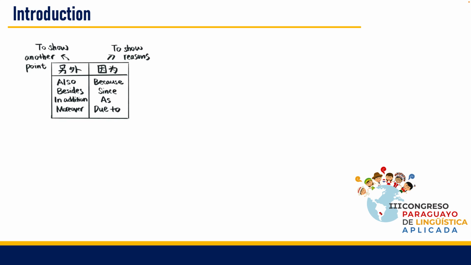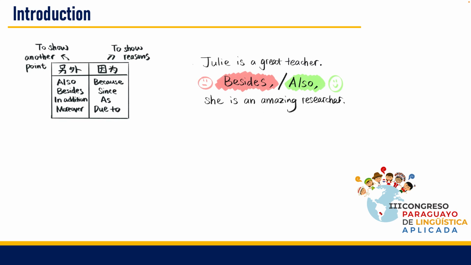However, when I did try to use these connectives interchangeably, I often heard people say my sentence sounds weird, as you see in this example. A lot of them may say, besides, sounds a bit weird in this sentence, and also may be a better choice. So, what is the issue with all these connectives? And one night, Julie and I started to explore the meaning and use of these connectives.